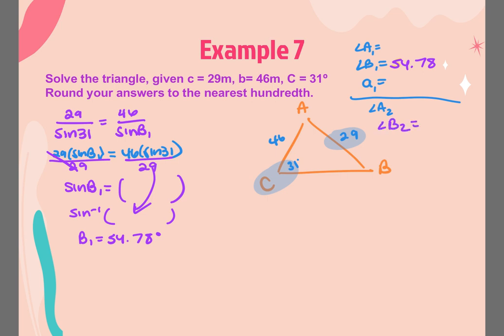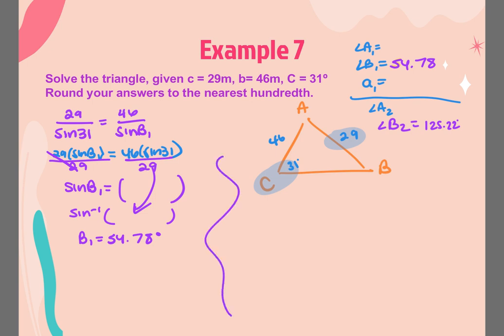Now that leads into angle B2, and the way I find angle B2 is 180 minus that. So 180 minus 54.78, and I get 125.22. Now I'm going to go back and finish out triangle 1, and then I'll go back to triangle 2.